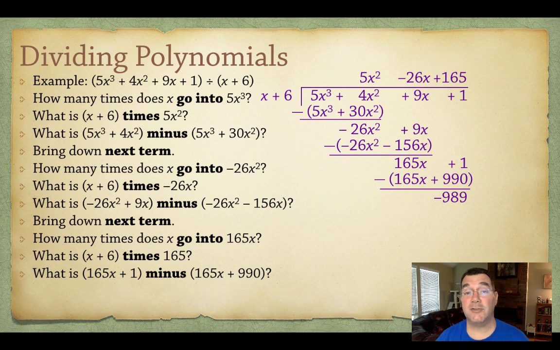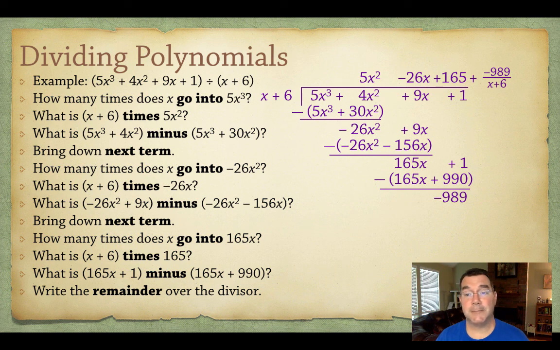And so I've run out of terms. I do have a remainder. So just like I did with numbers, I have to write that remainder over what I was dividing by, which was x plus 6. So my answer is not 5x squared minus 26x plus 165. It's all of that plus this fraction right here, negative 989 over x plus 6. All right, and that's how you divide polynomials.